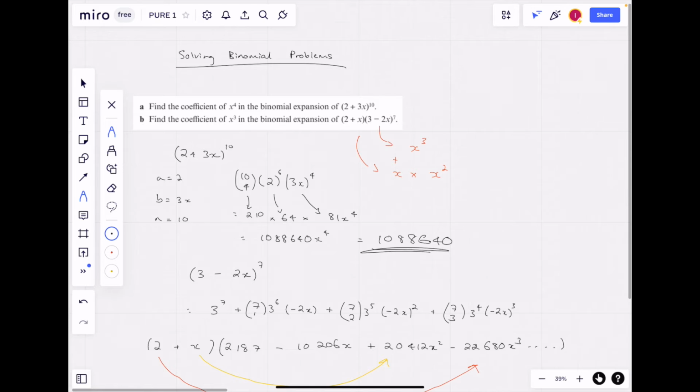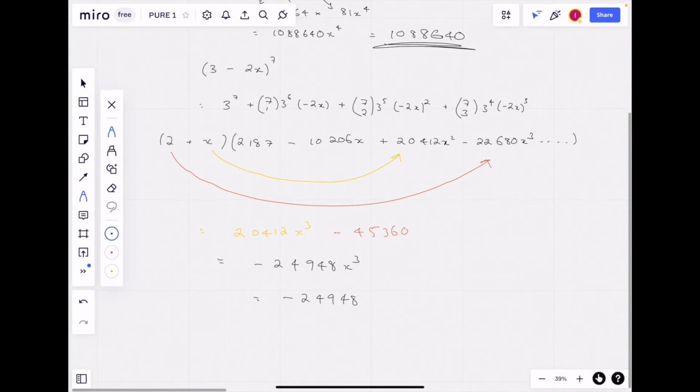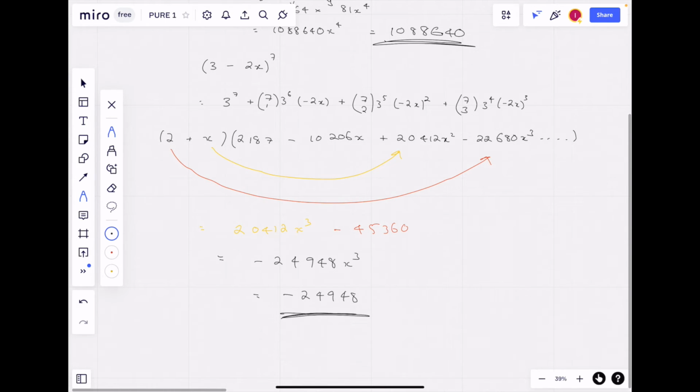And in part A, they were asking for the coefficient 10888640. That's your answer there. Here, that's your answer there. So that's how that works. You can pick, as in, you can pick what part of the binomial you want to use depending on the question.